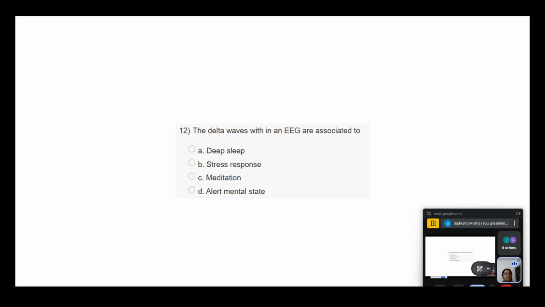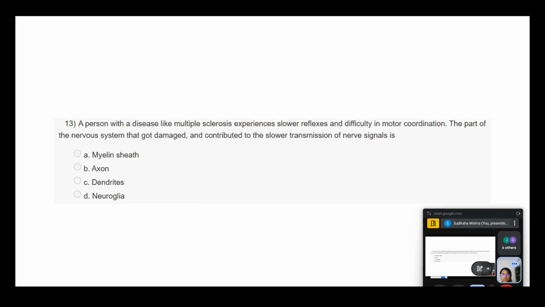The delta waves in an EEG are associated with: deep sleep, stress response, meditation, or alert mental state. The answer is deep sleep. There are other waves that are associated with all of the others that are mentioned here.